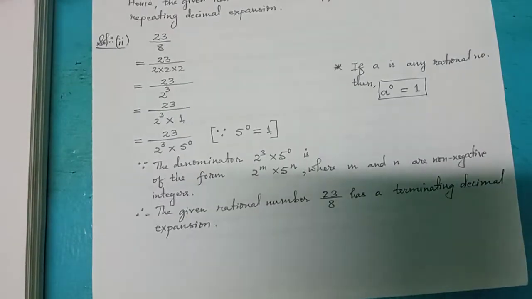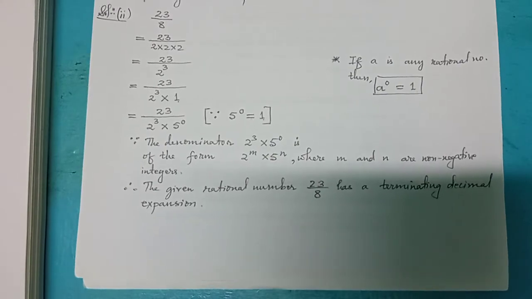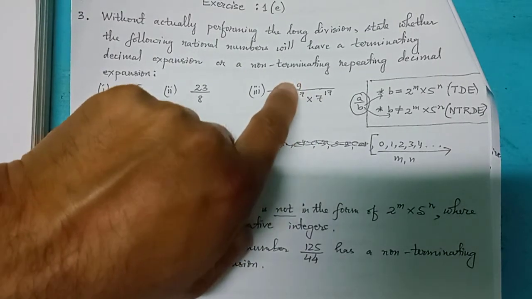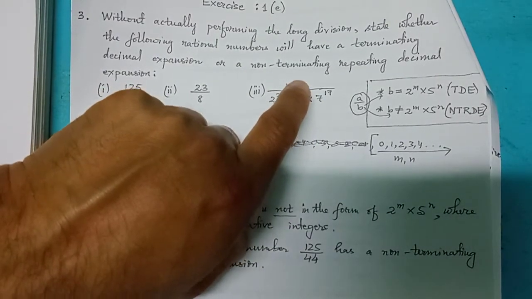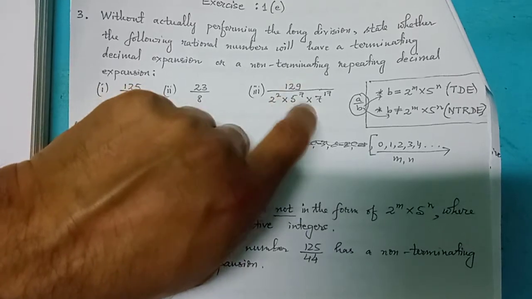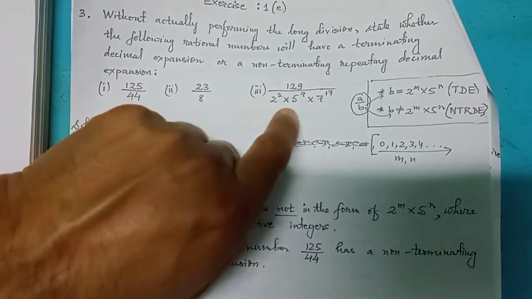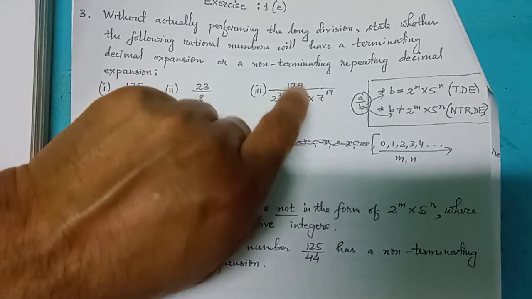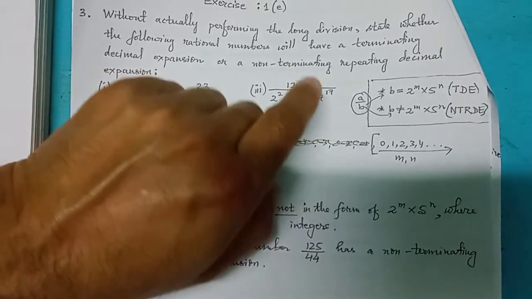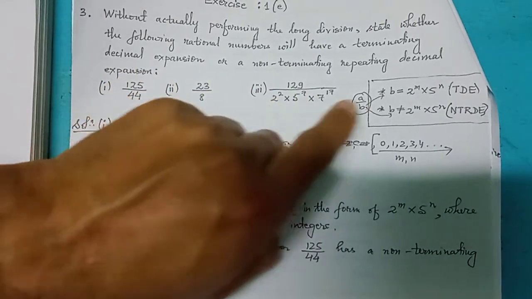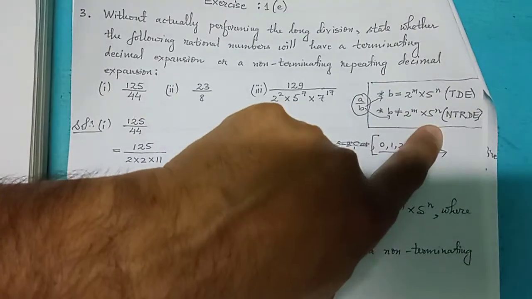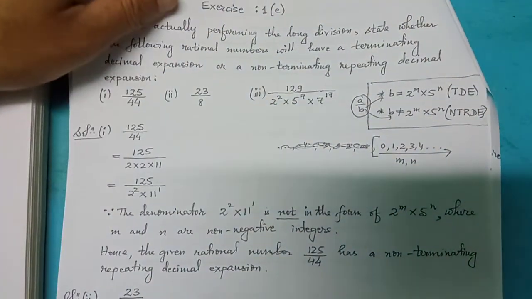Number 3 you will do the same way, so you can try it by yourself. Same thing: first do the prime factorization of the numerator. First you see whether it's in lowest form or not, whether you can cancel something or not. If you can cancel, then do the prime factorization of the denominator, which is already done for you. Only you have to confirm whether you can cancel or not. After that, see the denominator. If the denominator is in this form, it will have a terminating expansion, and if the denominator is not in this form, it is non-terminating and repeating. Okay, so number 3 you all try by yourself.